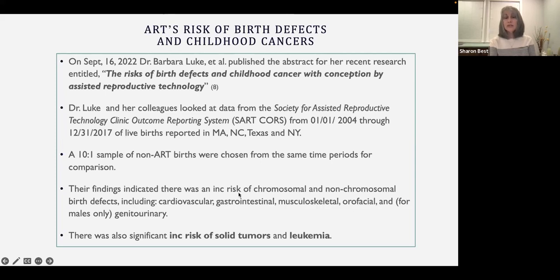And what she found was there was an increased risk of chromosomal and non-chromosomal birth defects, including defects in the cardiovascular system, GI system, musculoskeletal system, orofacial, so cleft palates they were finding, and also in males in the genitourinary system. So that's the male reproductive organs and urinary organs. There was also a significant risk of solid tumors and leukemias. So these are cancers. So this is staggering, and it's very important information that should be disseminated widely.